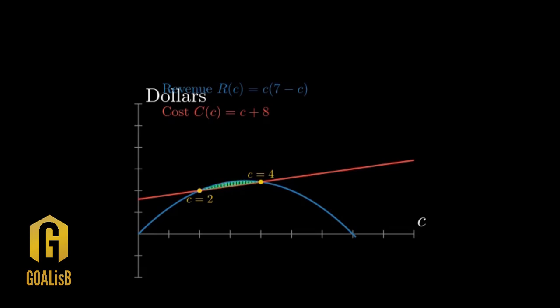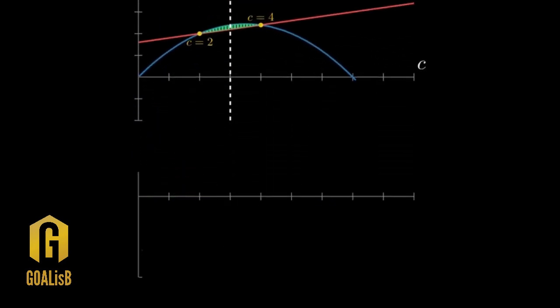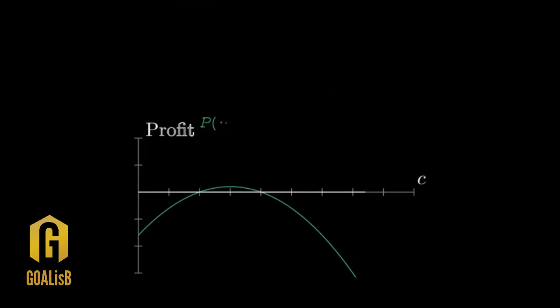Revenue is above cost between those points, so the profit is positive there. Notice C equals 3 is in that region. To reinforce the idea, we can also graph the profit function, revenue minus cost. It crosses the horizontal axis at C equals 2 and C equals 4, and is above the axis between them.